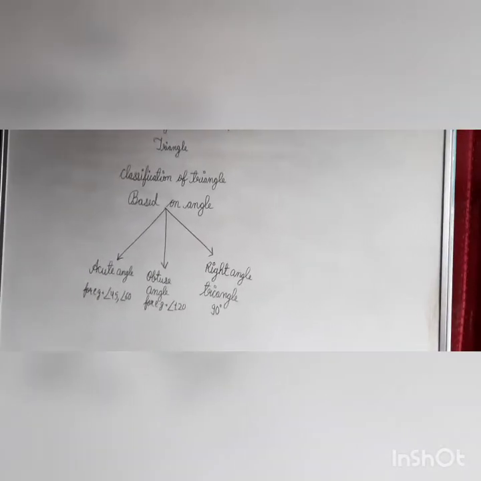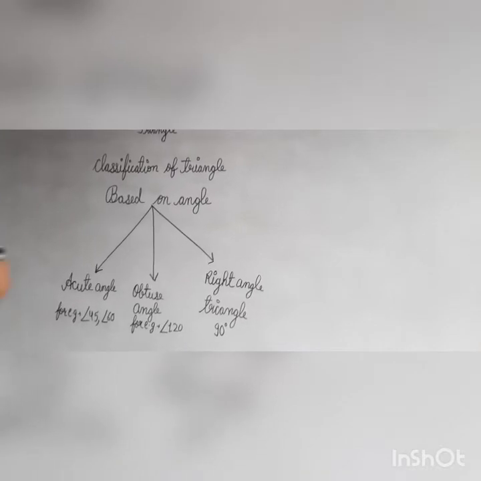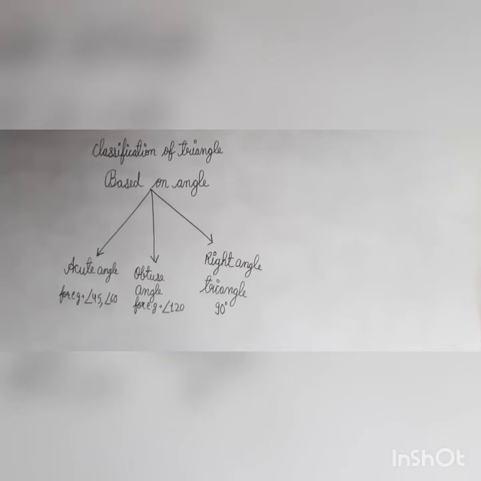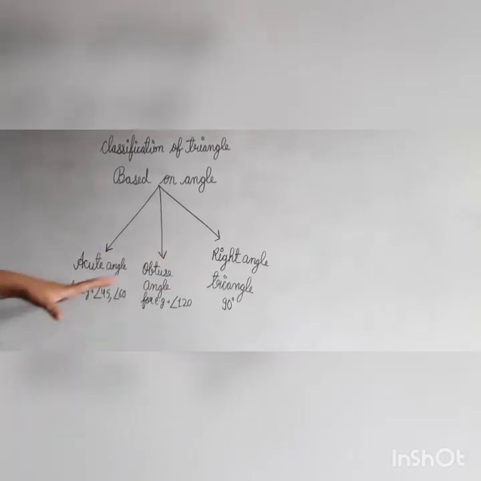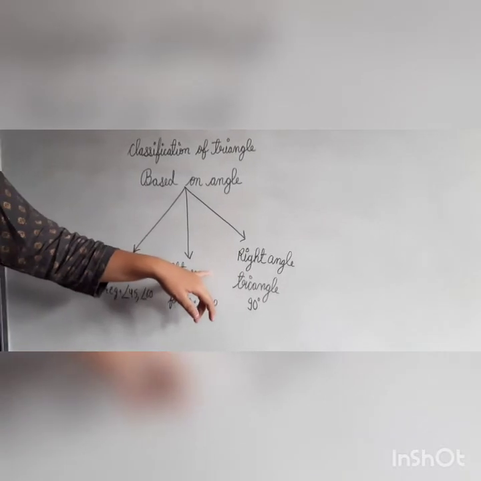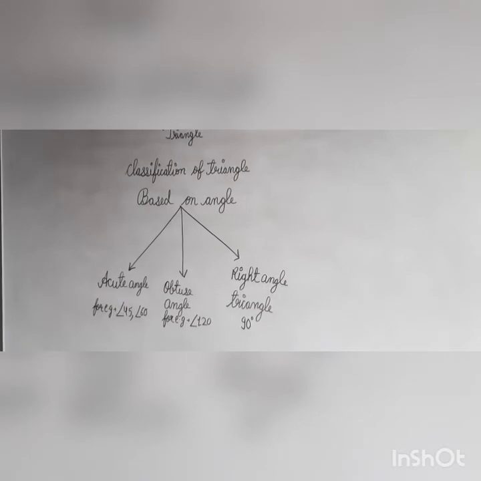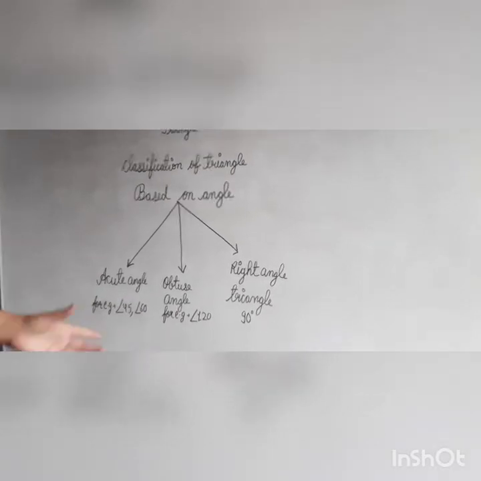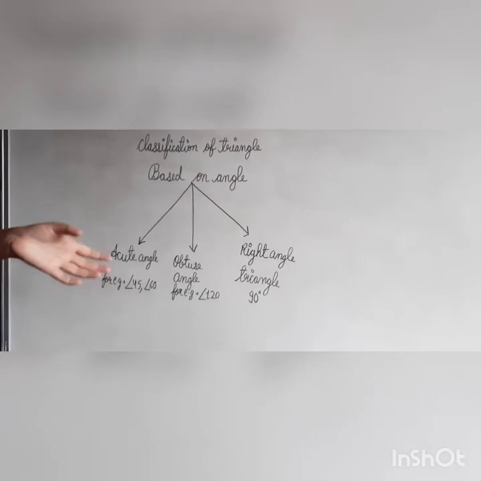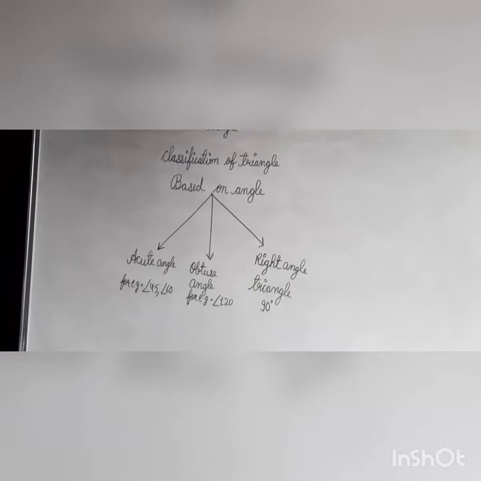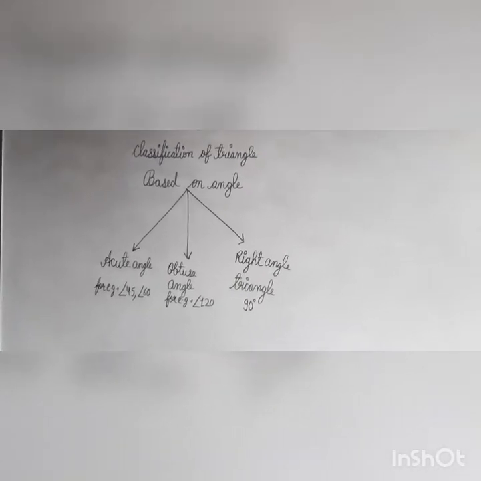Okay class, we have discussed classification of triangle based on angle. It is divided into three ways. First is acute angle, second is obtuse angle and third is right angle triangle. You know that acute angle is less than 90 degree, obtuse angle is more than 90 degree and less than 180 degree, but right angle triangle is 90 degree. Now we will discuss the next topic, median of a triangle.